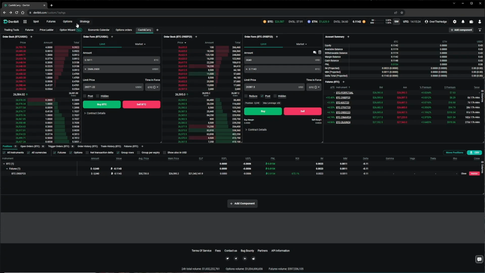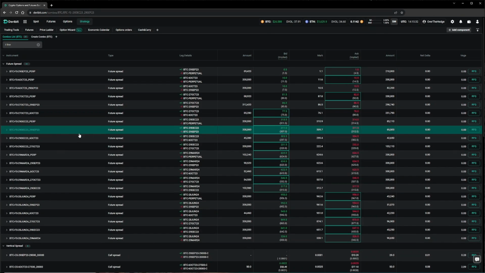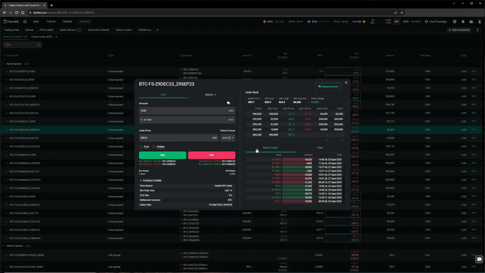If we navigate to the future spreads list, we can see we have access to many different future spreads. For the purposes of this example, let's assume that we want to roll our position to the December future. To do this, we would use the December-September future spread order book. After finding the desired spread in the list, we can click to open the order book for this spread.